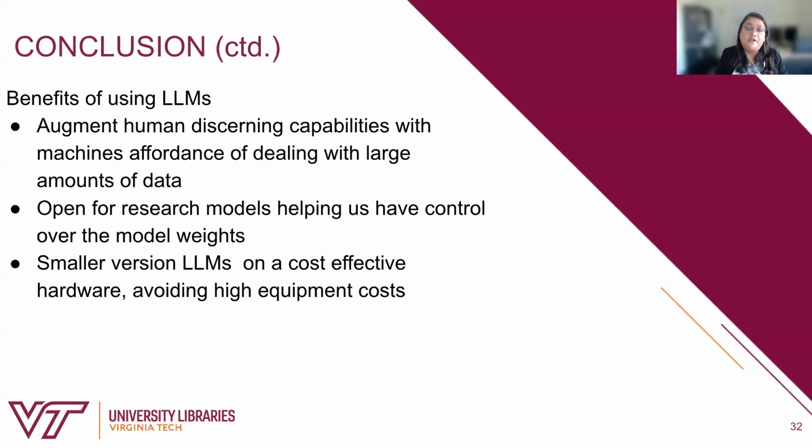At this point, we're working only with smaller versions of LLMs on cost-effective hardware. So LLMs need something called a graphical processing unit, or GPUs, which can get very expensive if you want to run a huge large language model on them. So we have been able to use the smaller versions and get decent results using them, and make it doable on a university-like academic library to be able to handle such complex NLP tasks.